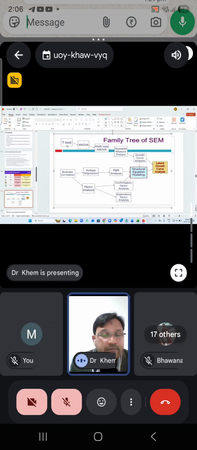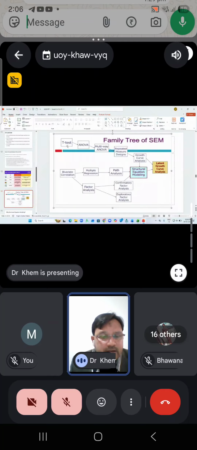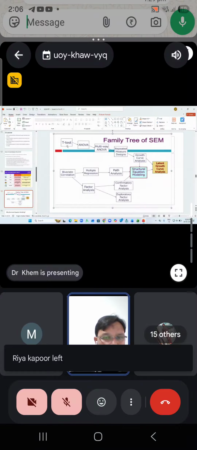The second example: one gym is claiming that we will reduce your weight by 5 kg in 3 months, or in a month. What do we have to do? We take respondents from this gym, 40, 30, 20 people, and ask how much weight they have reduced in 1 month. Some said 2, some said 3 kg, some said 5 kg, and we take the average of this. But in this case we are taking only one sample, that is weight. That's why we apply a one sample t-test here.